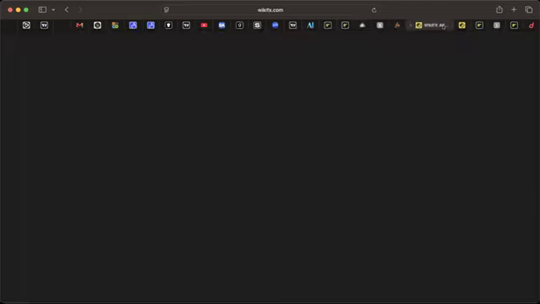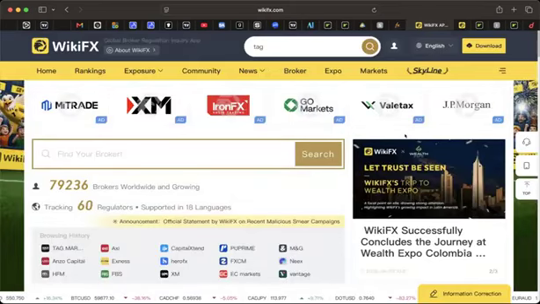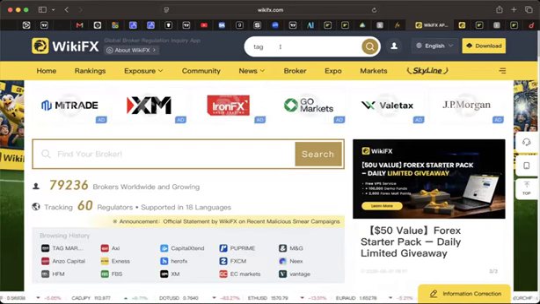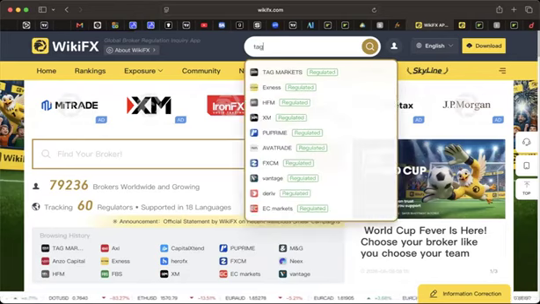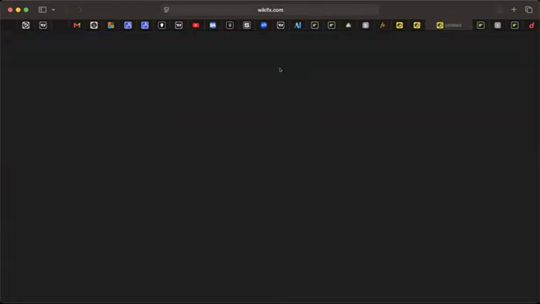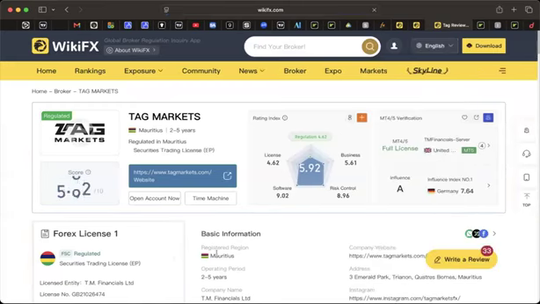How would you know? I've shown you that it has been producing money for me. So how would you know if Tag Market is genuine? You can go to WikiFX and search for Tag Market. Now I'm just giving you this. You can go to WikiFX and search if Tag Market is licensed and regulated. Do that job for yourself and let it not be the one I will show to you.